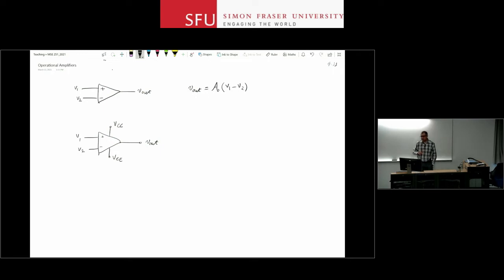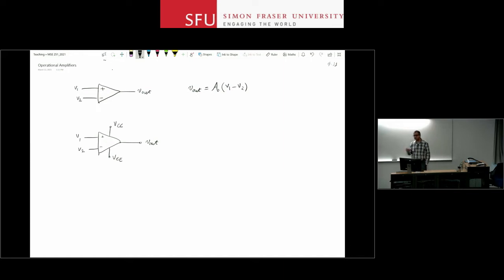But there are situations, and they are increasing actually, where you do not have a negative supply, right? So for example, if you're powering your circuit with a single AA battery, you just have 1.5 volts, and you usually do not split it into plus 0.75 and minus 0.75. So you just have your VEE, maybe your ground, and then you just have a positive supply.